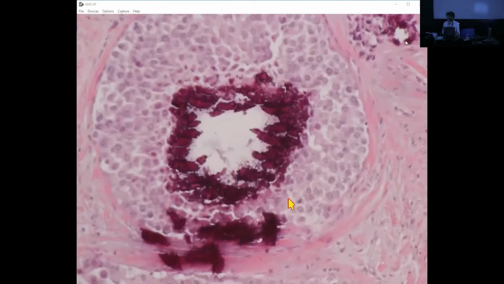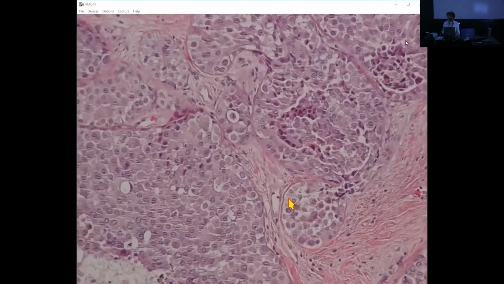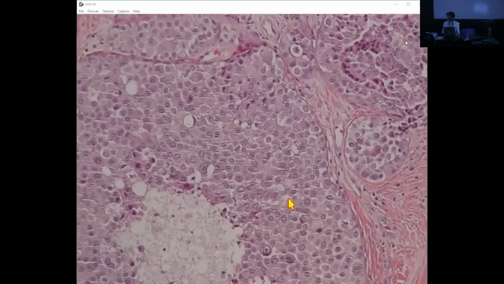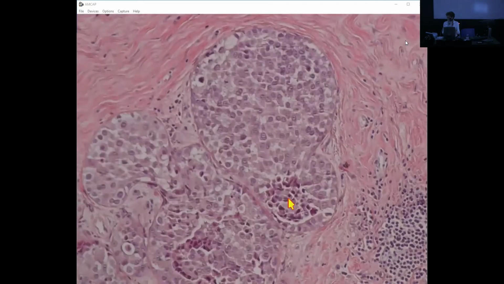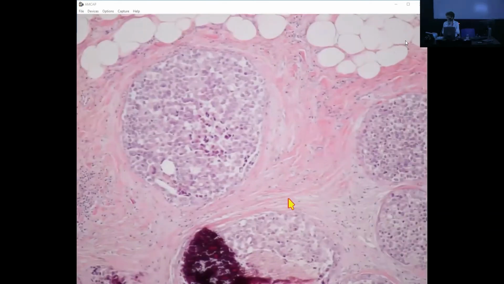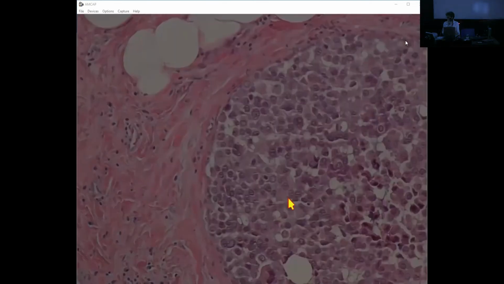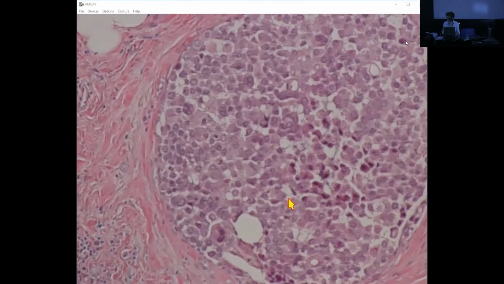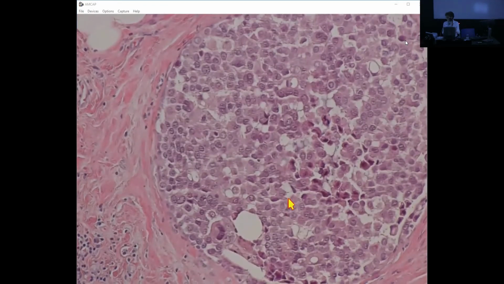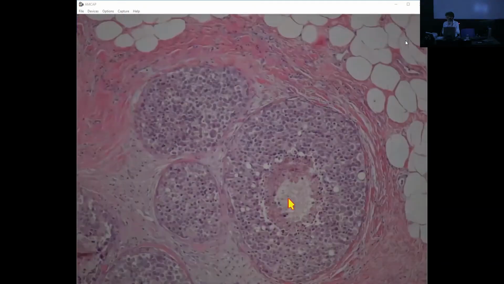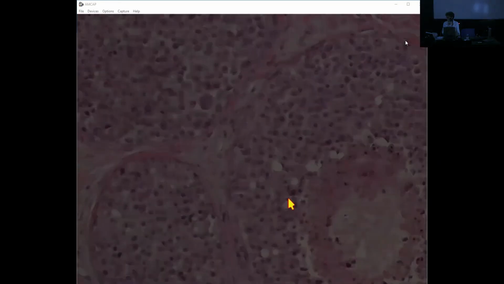Can you see it? It's actually less atypical at high magnification than it looked at low power, but I think maybe I'm not in the right spot. Right here, it's really pretty ugly. So I would say this is pleomorphic, right? Yes.